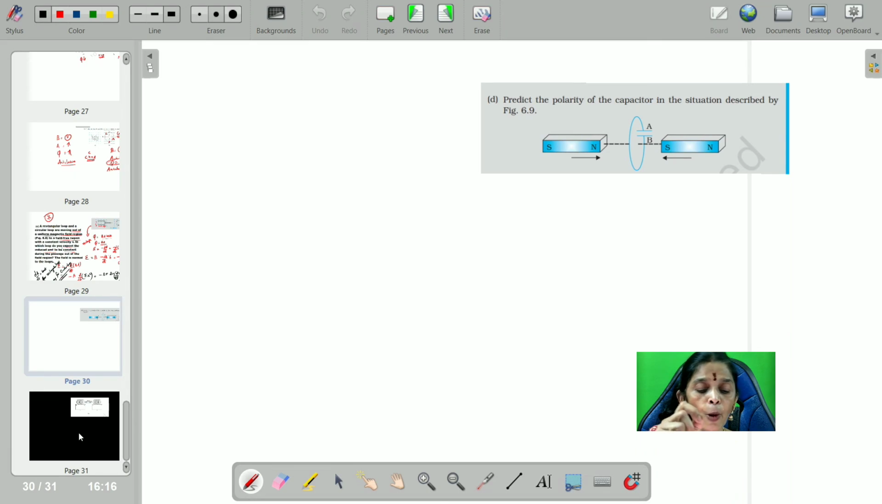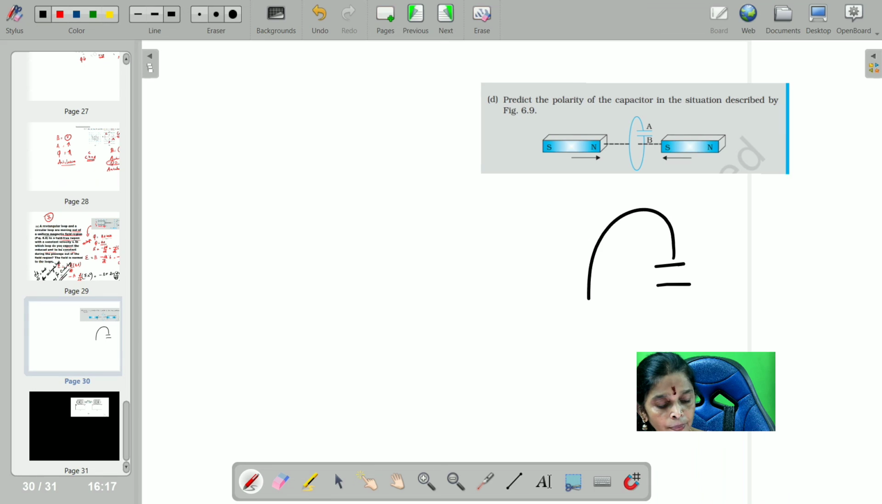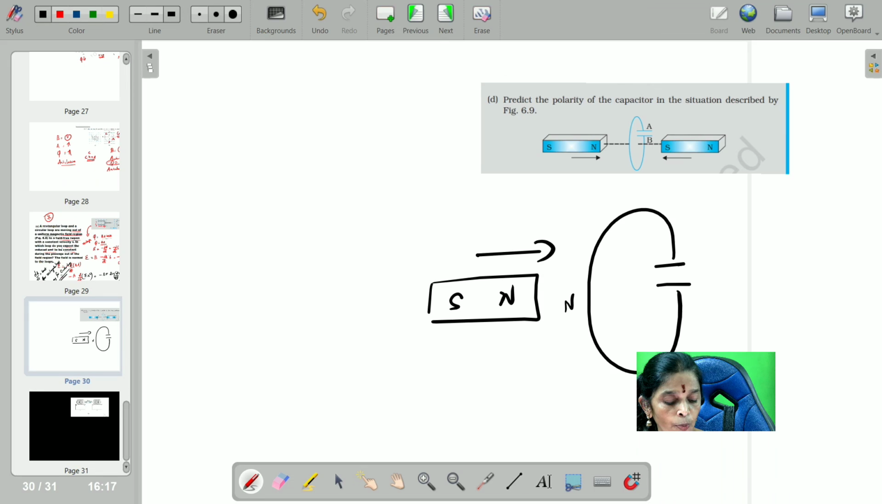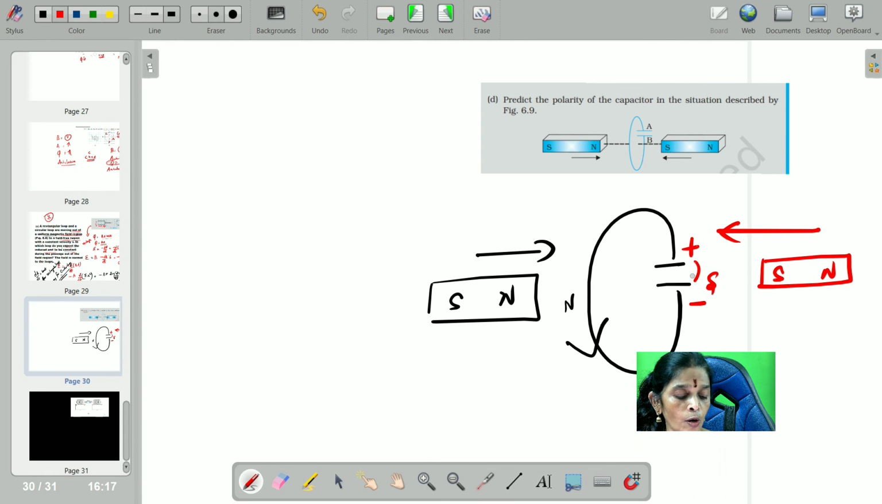The last one, predict the polarity of the capacitor in the situation described. So when the north pole is brought in, we are bringing this north pole here. The polarity attained is also a north pole, so therefore this is anti-clockwise. Since it is anti-clockwise, the current always flows from positive to negative of the battery. So therefore, this will be positive and this will be negative. At the same time, you are bringing it here inside. Since it is inside here, this is also a south pole. So south pole, clockwise. So therefore, between the plates of the capacitor, the current flows from positive to negative. So A is attaining positive polarity, B is attaining negative polarity.